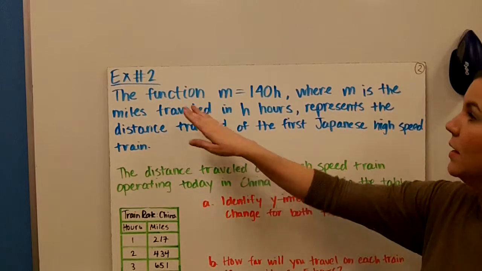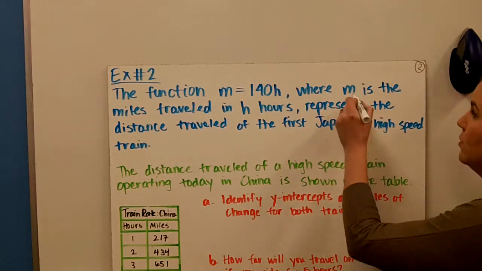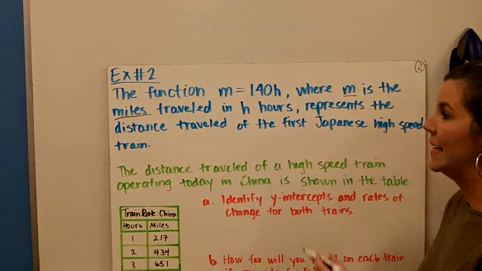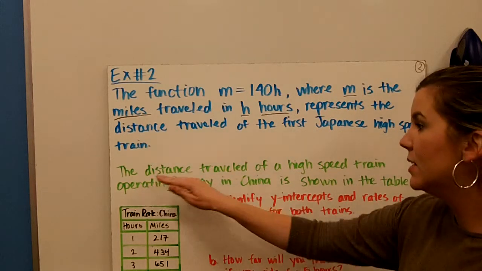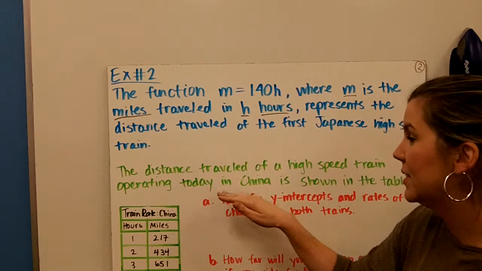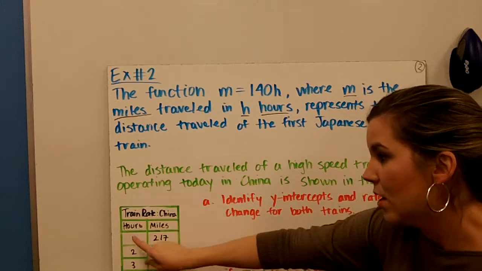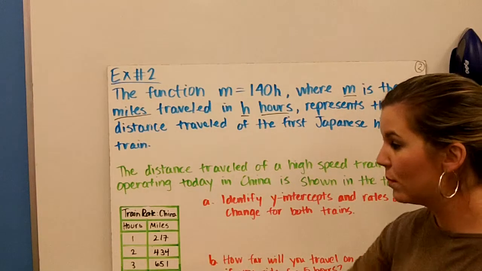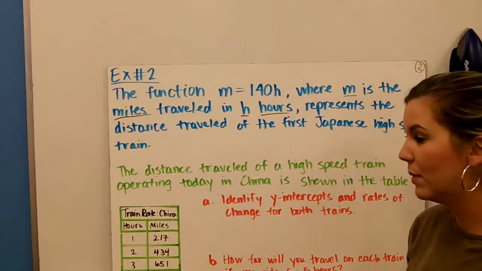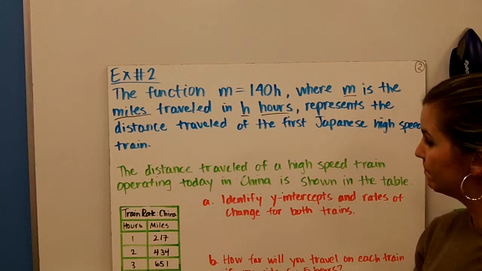The function m equals 140h, where m is miles traveled. It's important: m is miles, and h, hours, represents the distance traveled of the first Japanese high-speed train. The distance traveled of a high-speed train operating today in China is shown in the table. So here we have China. We can see after 1 hour, the train goes 217 miles. After 2 hours, the train goes 434 miles. After 3 hours, the train goes 651 miles, etc. So we're comparing Japan's trains to China's trains.